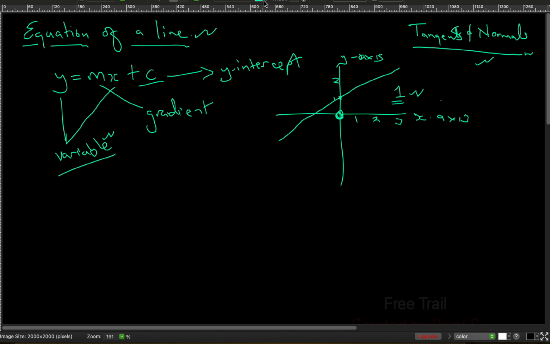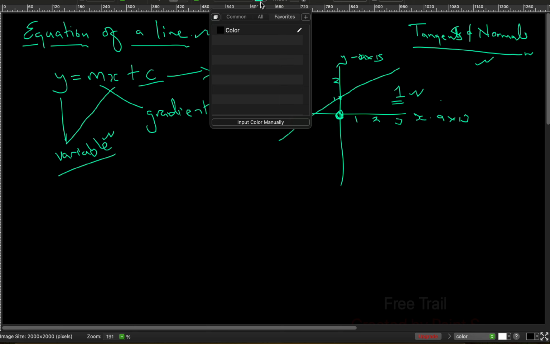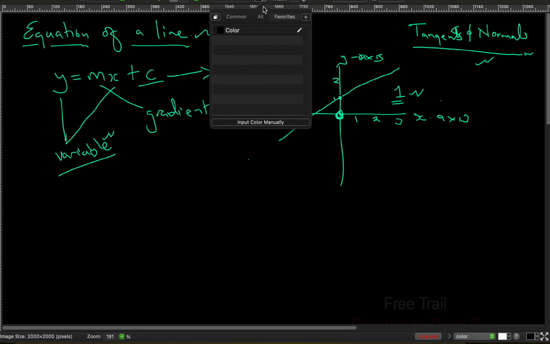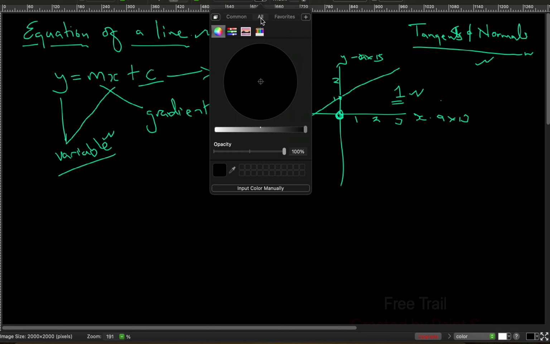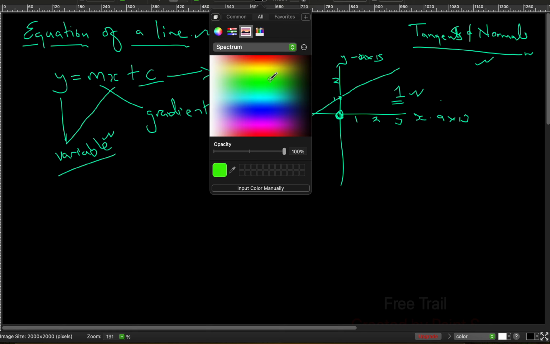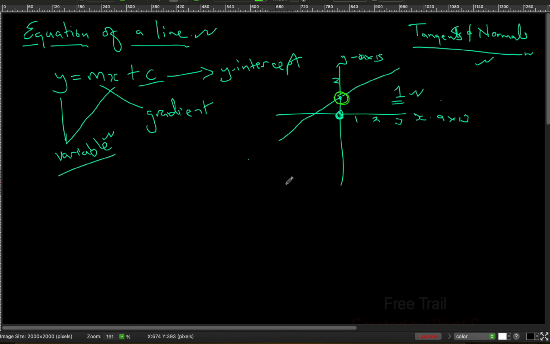So it is basically the point where our graph cuts the y-axis, which is the point right there, which is this point right here. I need a different color. Let me see what I can do here. Okay, cool. So here is my y-intercept, right?